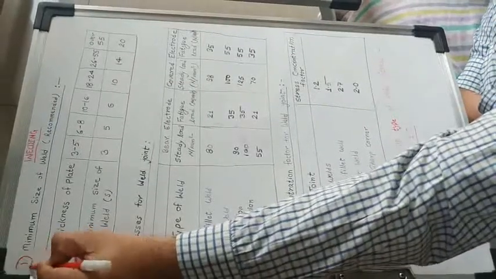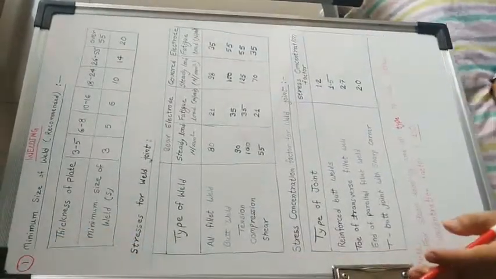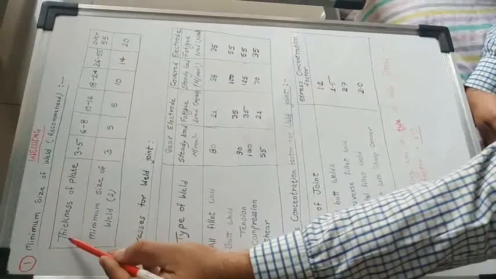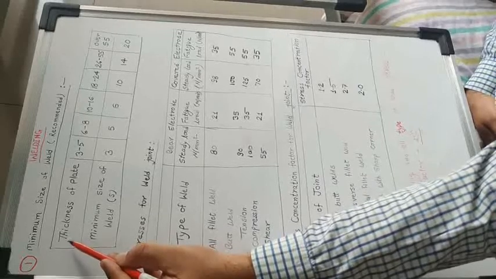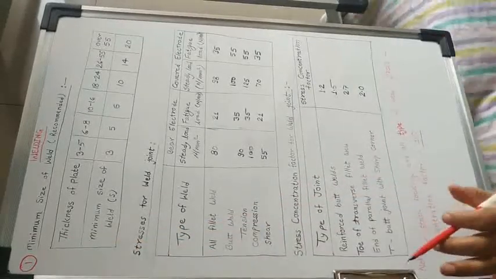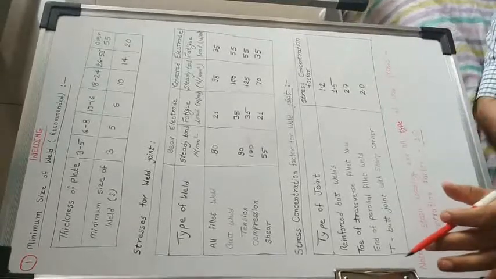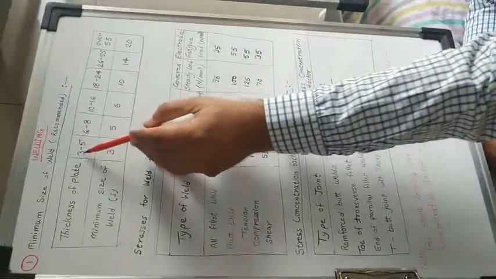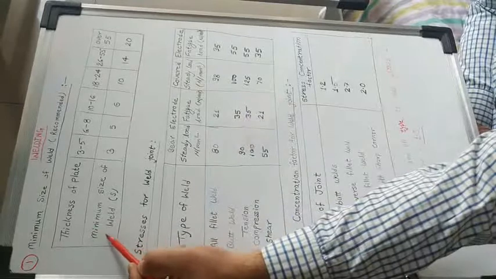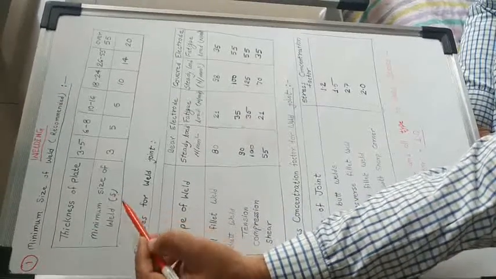This is the first point, minimum size of weld. It is given by the thickness of the plate, you can say angle, channel, whatever you want to weld. This is the thickness of a particular item. So it could be 3 to 5 mm, 6 to 8 mm, 10 to 16, and so on. So the minimum size of weld is denoted by S.